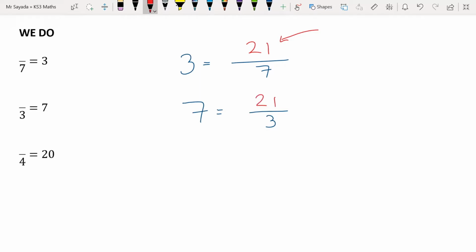And finally, something divided by 4 is 20. So I need to think, what, when you divide it by 4, makes 20? Now, this one might be a little bit trickier, but notice each time, if we just do this number multiplied by this number, it makes this number. So over here as well, if we did this number times this number, it makes 21.